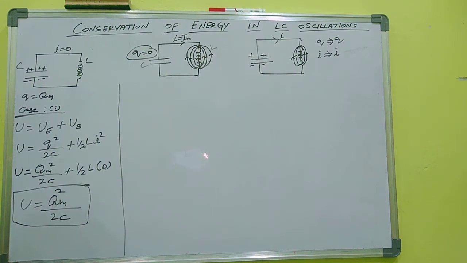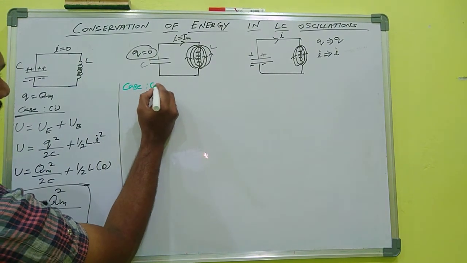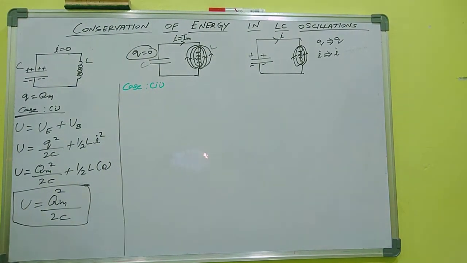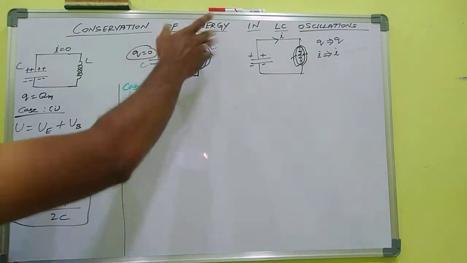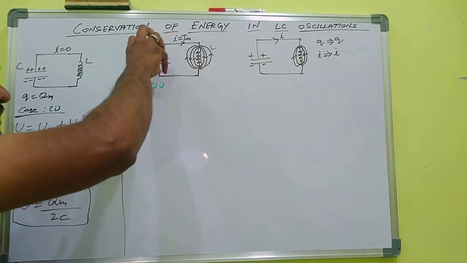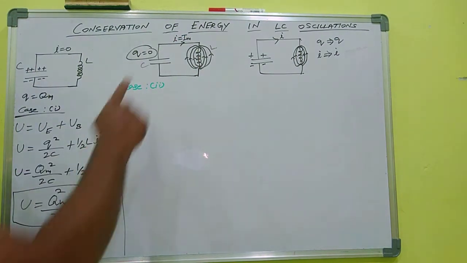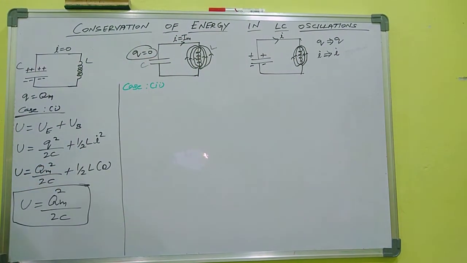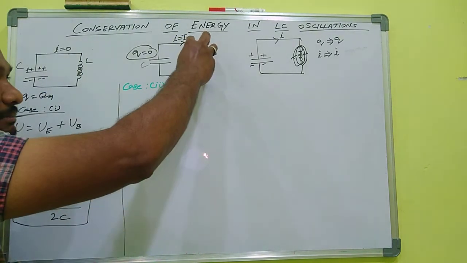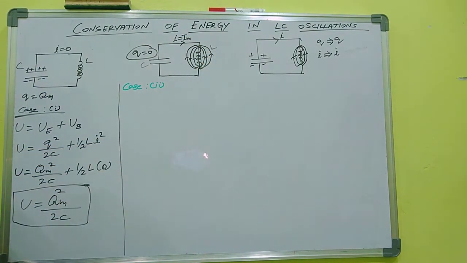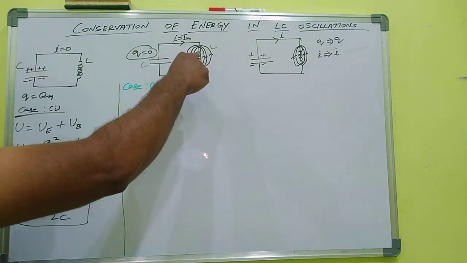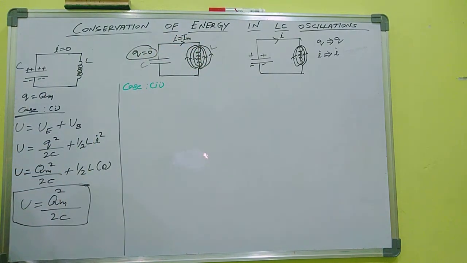In the second case, this is the diagram for the second case, that is case number 2. Here the capacitor is fully discharged. All the charges have gone to the inductor. So the current passing through the inductor is maximum. So we take I is equal to Im, and the charge stored in the capacitor is 0 because no charge is stored in the capacitor. So here the magnetic potential energy is maximum because when current passes through the inductor, it produces a magnetic field. So the magnetic potential energy in the inductor is maximum.